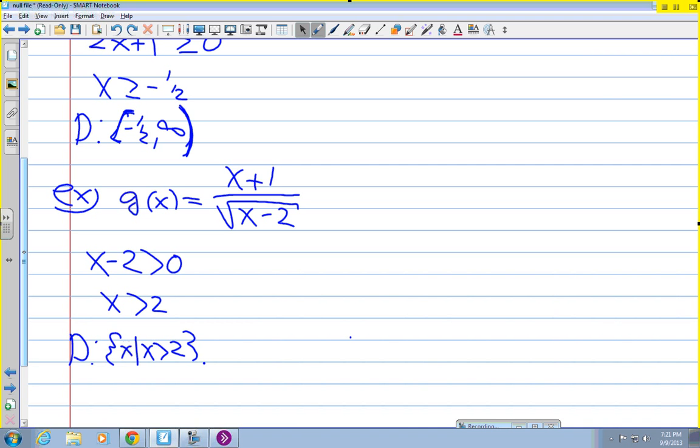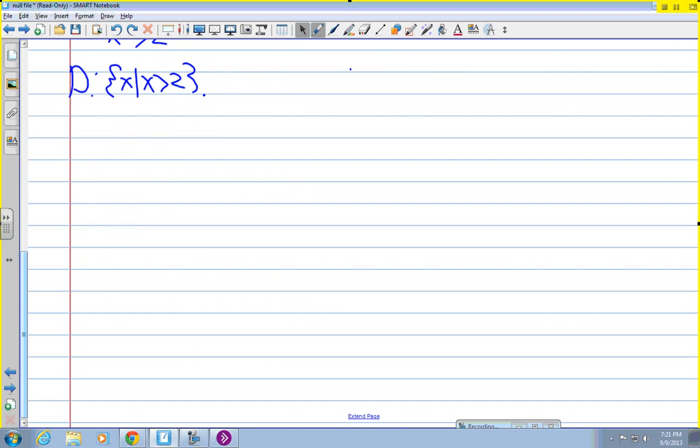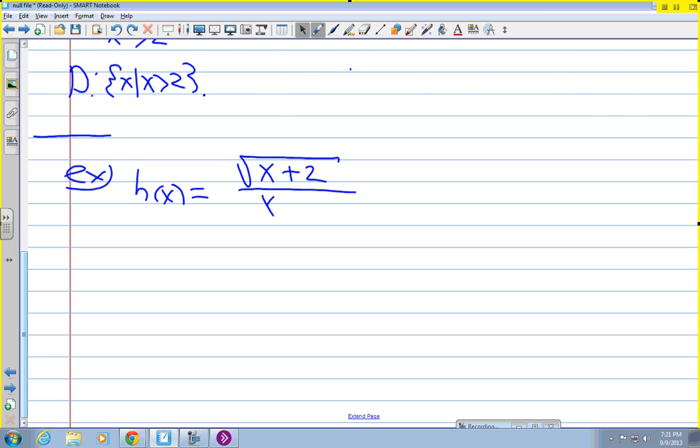A little more fun. What if I do the opposite way? What if I put the square root in the numerator and then something else in the denominator? So I got two things that are working against me. I got a square root. I got to make that square root happy. What makes the square root happy?